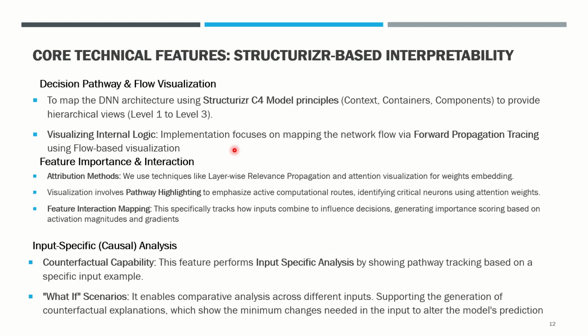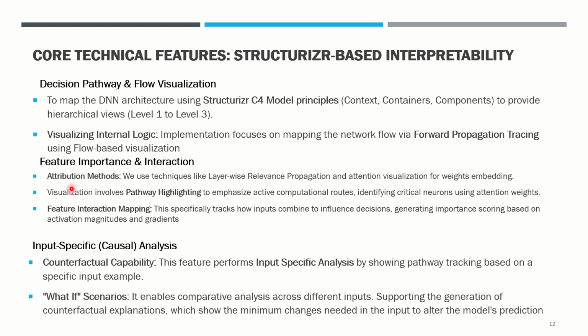The core technical features, which is structure-based interpretability: we need to have decision pathway and flow visualization. We will map the DNN features using structurizr model principles, which are context, containers, and components, to provide a hierarchical view of the model from level 1 to level 3. We want to visualize the internal logic, which needs a flow. Our implementation focuses on mapping the network flow via fault propagation tracing using flow-based visualization.